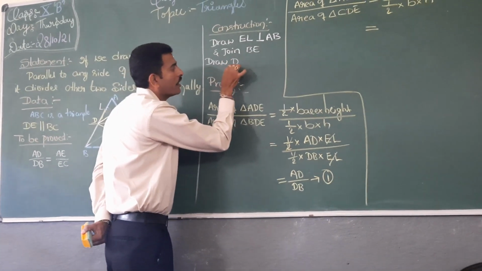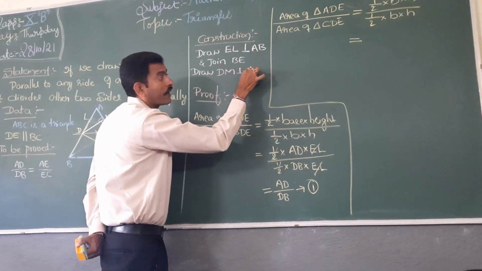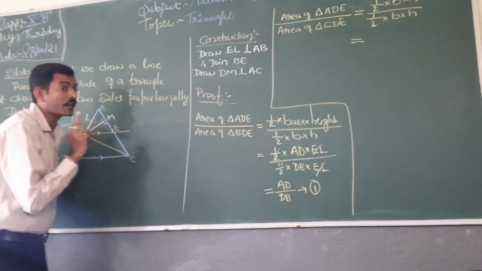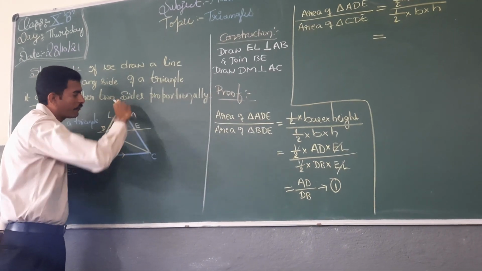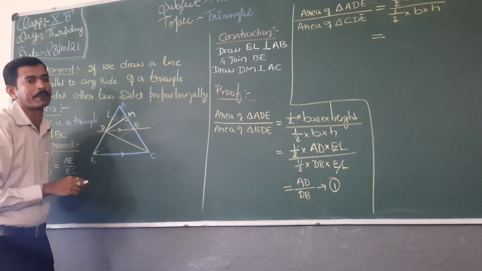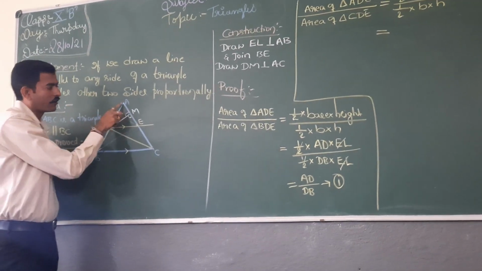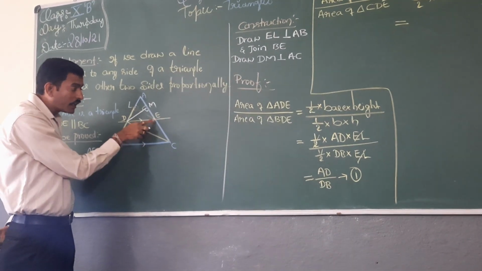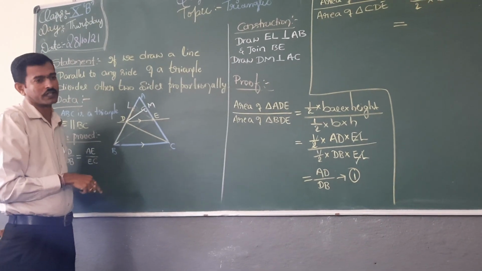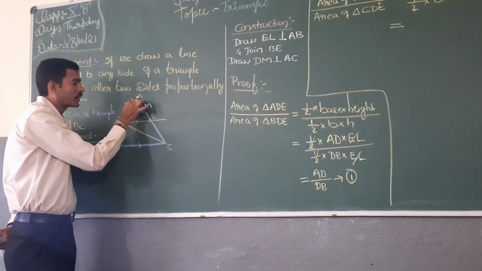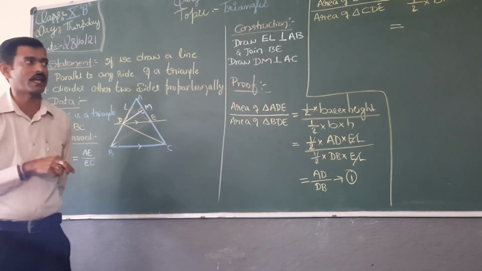Draw a line. DM is perpendicular to AC. Sir, here only you understand: DM is perpendicular to AC means for every part it is perpendicular. For AM, perpendicular. For EM, perpendicular. For AE, perpendicular. For CE also, perpendicular. That one we will use there. So, sir, for the triangle ADE, I am taking AE side as the base.